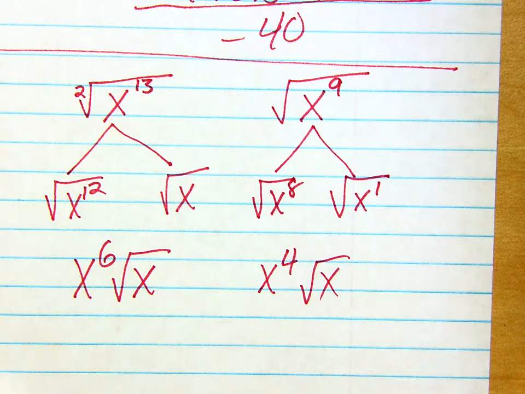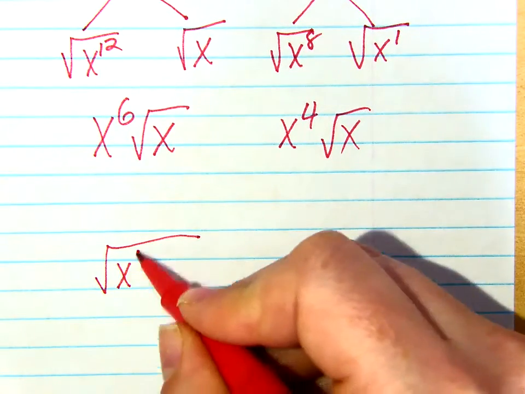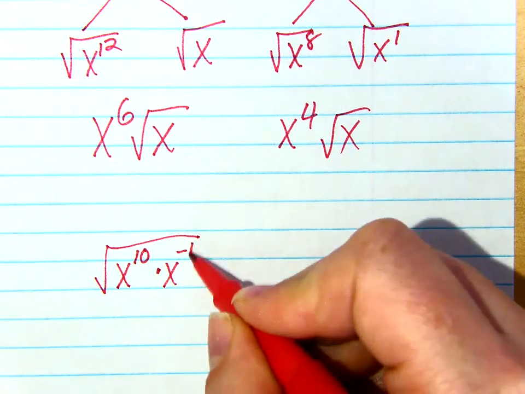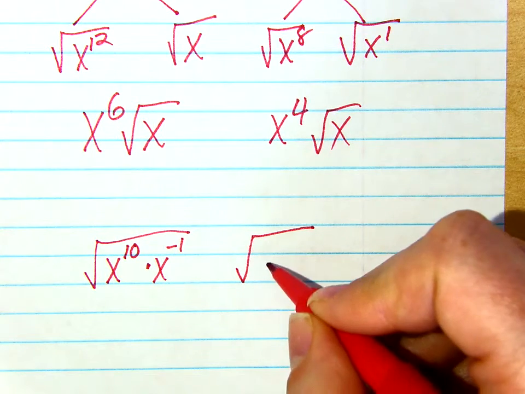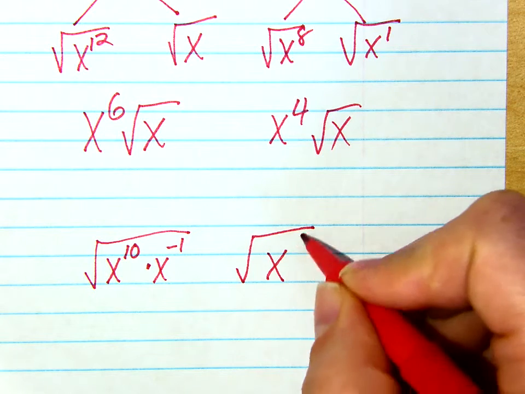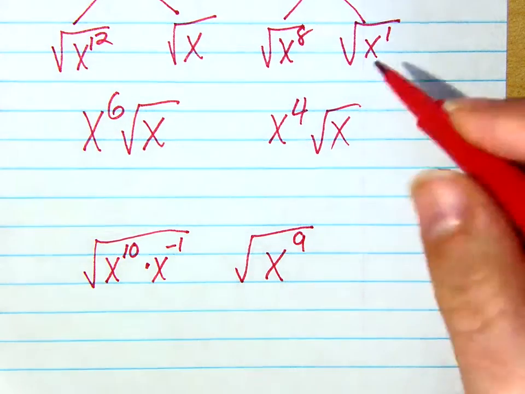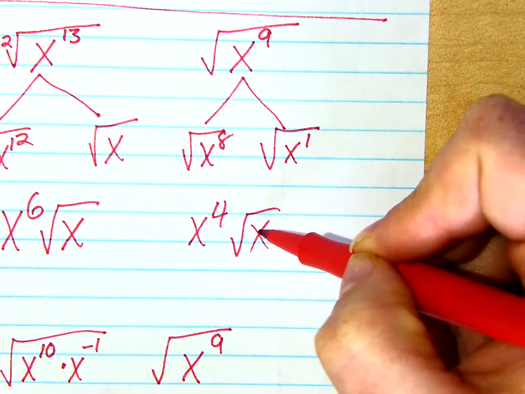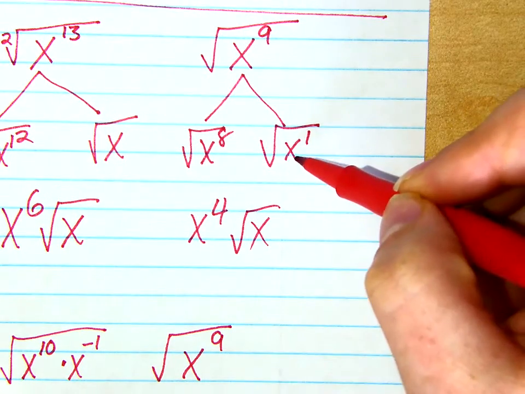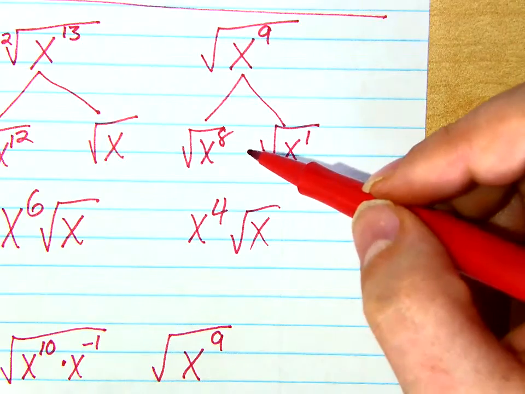Could you do x to the 10th and x to the negative 1st? What do you mean? Like if it was x to the 9th, then split it up. Oh, I get what you're saying. You can. So do you get what he's saying? He's saying here, I split it up into 8 and 1 and I ended up with this. He's saying instead of doing 8 and 1, do 10 and negative 1. You can, but you're going to make it so much more complicated on yourself. But yes, you can do it.